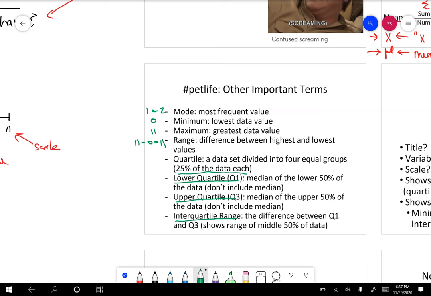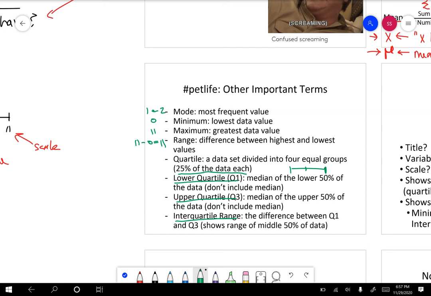So lower quartile or quartile 1, Q1, is basically the median of the lower 50% of the data. Okay, so you would find the median, which would be exactly 50%, right? And then you would find the median of that lower 50%. And the upper quartile is basically the same thing, but for the upper 50% of the data. And again, this will make a lot more sense once we do our box plot.